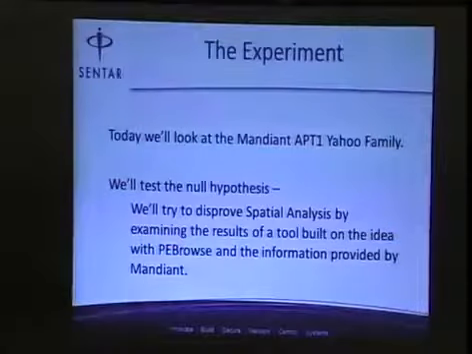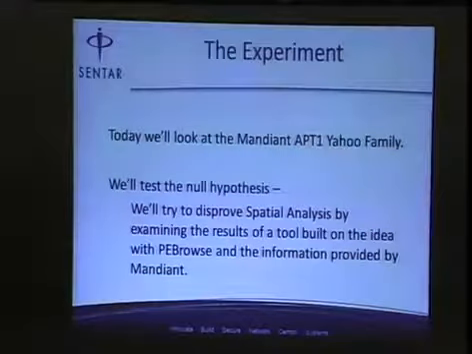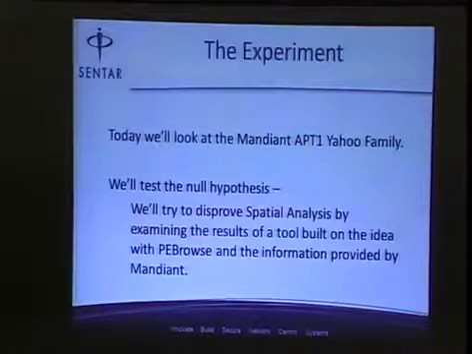So I really love when we do demos and these kind of things, and so that's what we're going to do today. Today, I want to look at the Mandiant APT1 Yahoo family. I needed families that had a lot of information on them and looked really pretty in front of an audience, and so I picked this one. And we'll test the null hypothesis. We'll try and disprove BAT. We'll try and disprove spatial analysis by examining the results of a tool built on it with a traditional tool, pbrowse, and we will look at the information provided by Mandiant and what they say about the family.